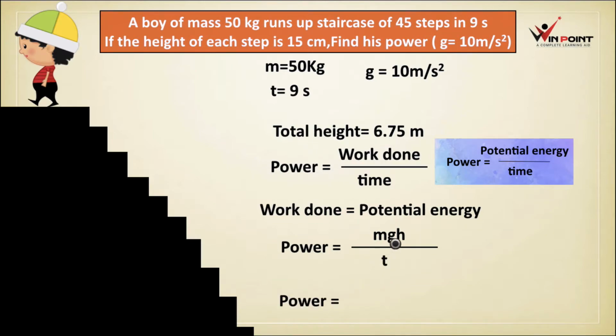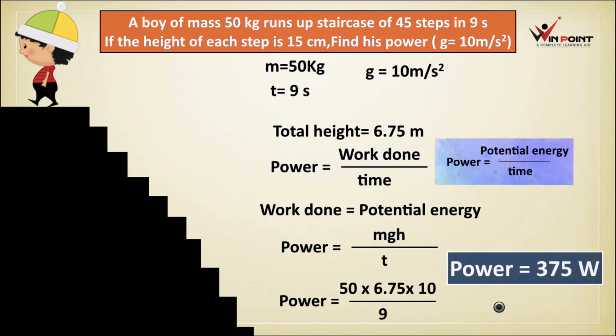Mass is 50, g is 10, height is 6.75, time is 9. 50 into 6.75 into 10, all divided by 9. If we calculate this, we will get 375 watt. Power equal to 375 watt. The power of that boy is 375 watt. The boy is doing a work of 375 joule per second.